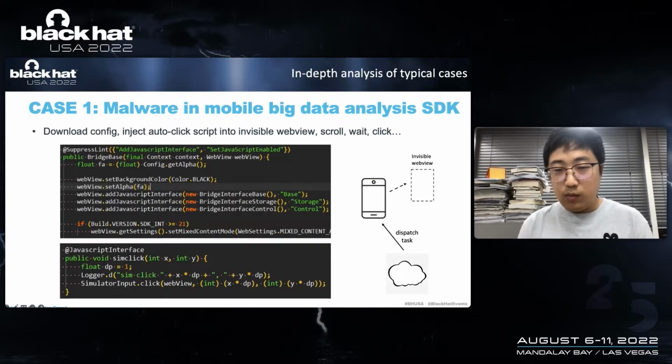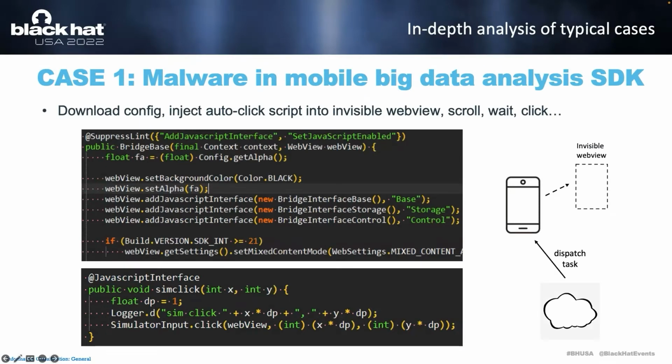So how does a malicious SDK realize automatic clicking? When the JAR requests the cloud server just now, the target URL, keyword, click rate, and other task information have been downloaded to the app. The malicious JAR starts an invisible web view, loads the target URL, and after a few seconds, injects an auto-click script to operate the web page.